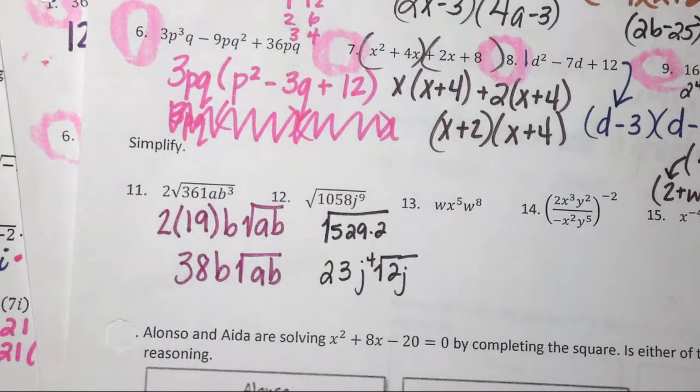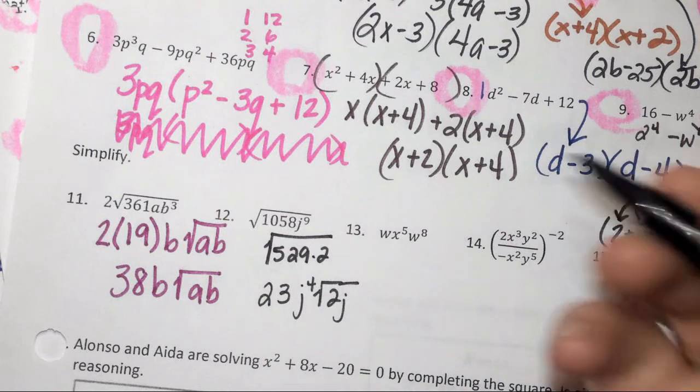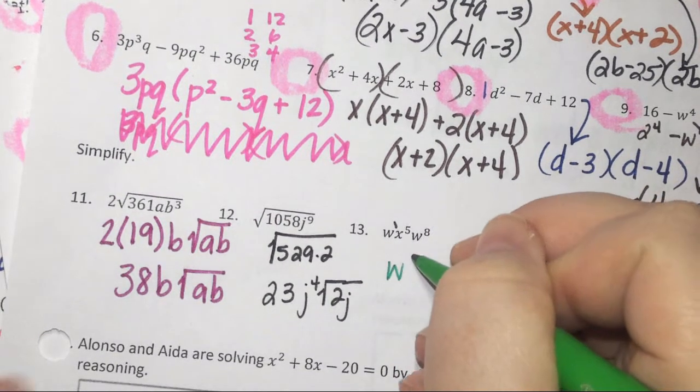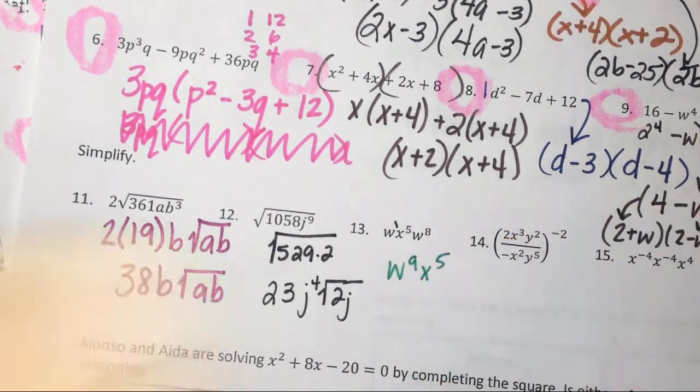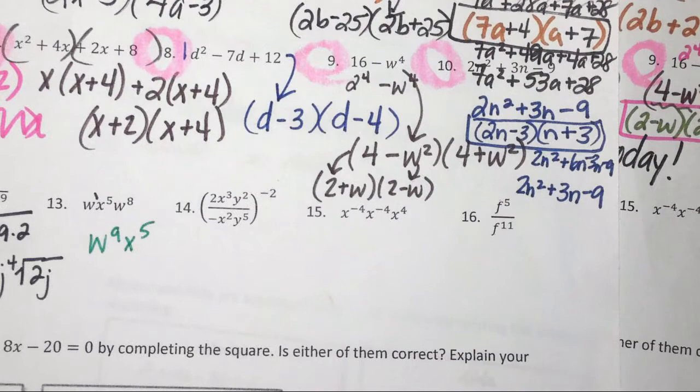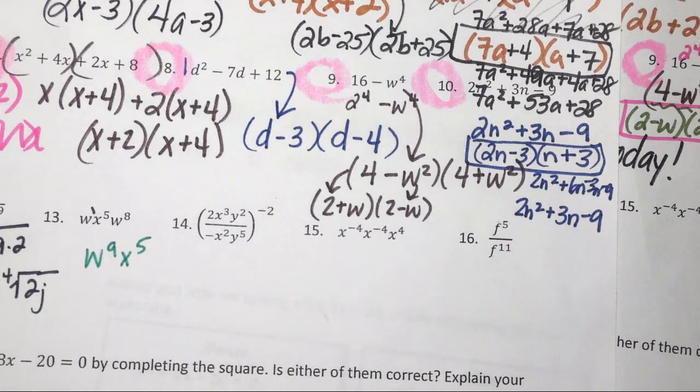Okay, number 13 is a nice one. All we need to do is add the exponents with the like bases. So our answer is w to the 9th, x to the 5th. And then on 14, okay, the next one's a little more complicated. I'll actually skip it and come back to it in a second.